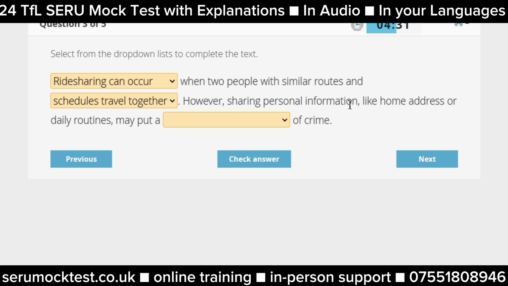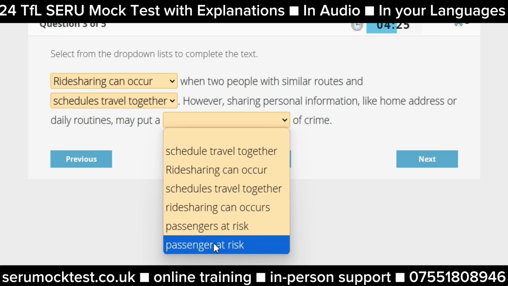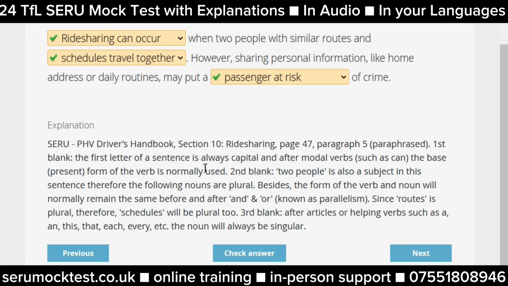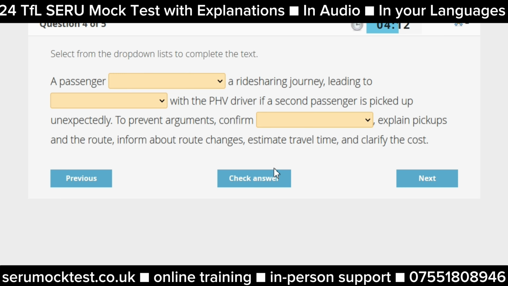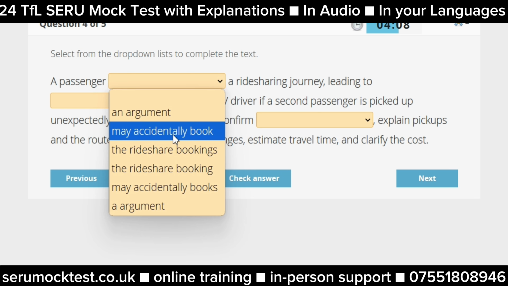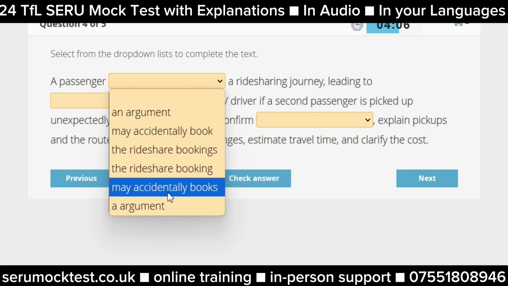However, sharing personal information like home address or daily routes or routine may put a passengers at risk. This article a is referring to one, so therefore we are going to use the singular form, passenger. So again we check, it is correct, and there is an explanation for you to look at. A passenger may accidentally books.